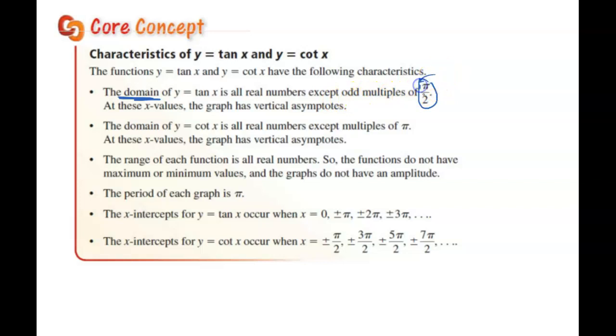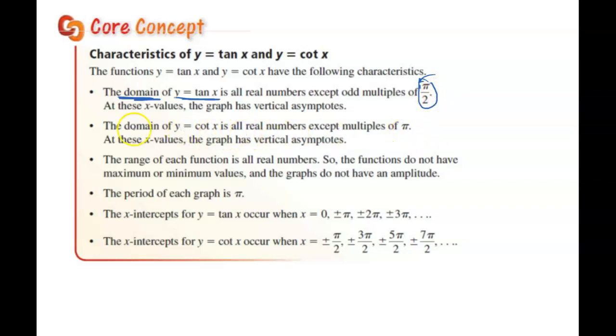So odd multiples would be 1 pi over 2, 3 pi over 2, 5 pi over 2, and so on and so forth. This also applies to negative pi over 2, negative 3 pi over 2, negative 5 pi over 2, because just like sine and cosine, this graph repeats over and over again. Now this is for the parent function of tangent of x. Obviously we're going to mess with the periods and things like that, and that's going to change. But for the parent function, the asymptotes are odd multiples of pi over 2.